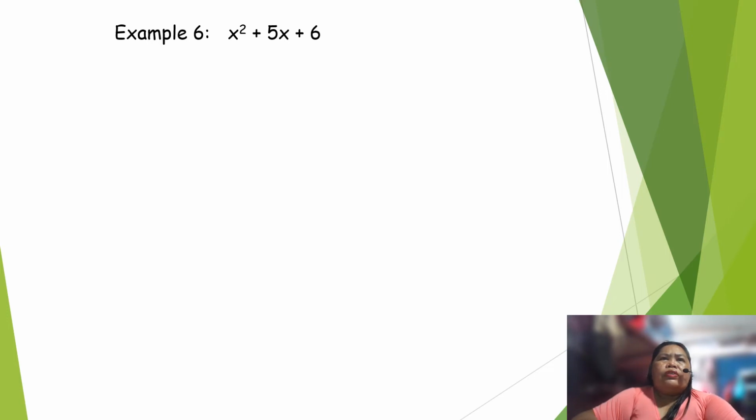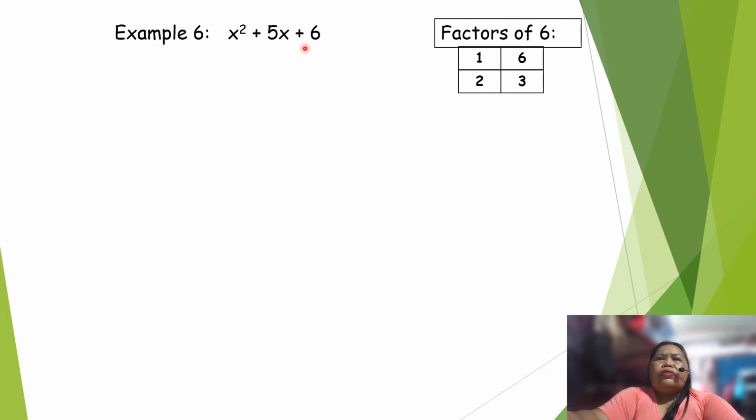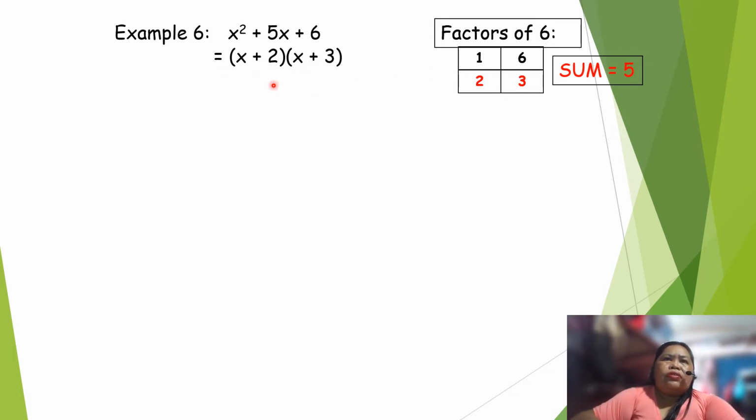Okay, so we have example number 6: x squared plus 5x plus 6. Of course, the factors of 6 are 1 and 6, and 2 times 3. But their sum must be 5. So only one pair works here: 2 and 3, whose sum is 5. Therefore, the factors are x plus 2 and x plus 3. So this is the final answer.